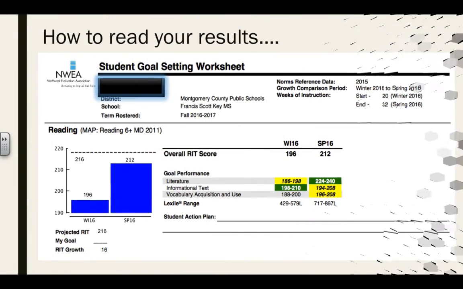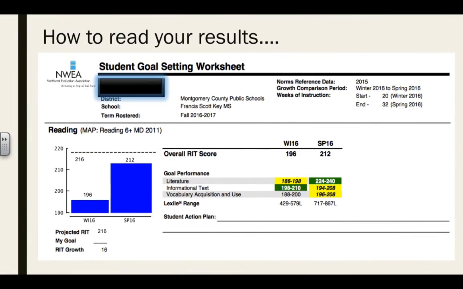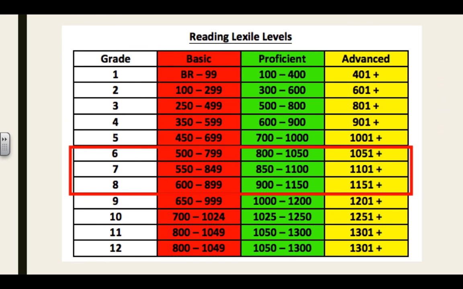So, looking back at your goal sheet, your Lexile number can be found below your overall RIT score. Take a look at this chart and determine where you fall according to this score. Like the MAPR performance level chart, it is also broken up by grade level and proficiency. When you're done, check the box that pertains to you to gain additional information and help.